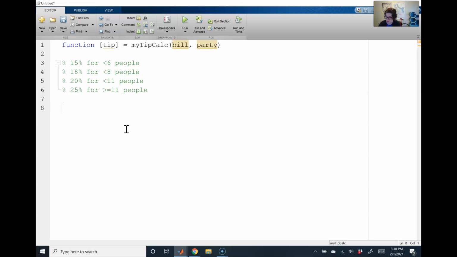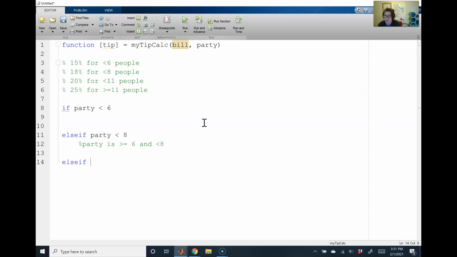So I'm going to start with my if statement. So if, and we're checking party. So if party is less than 6, then I'm going to do something. Typically, when I write my if statements, I like to write the bones of them and then go in and fill them in. So now I'm going to have an else if party is less than 8 people. What this means is, because the first one was false, party is greater than or equal to 6 and less than 8.